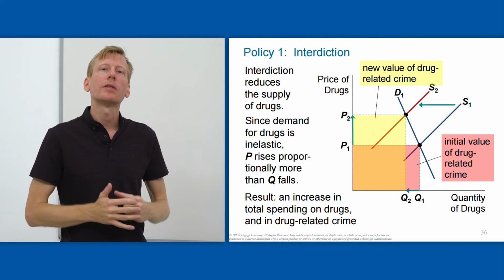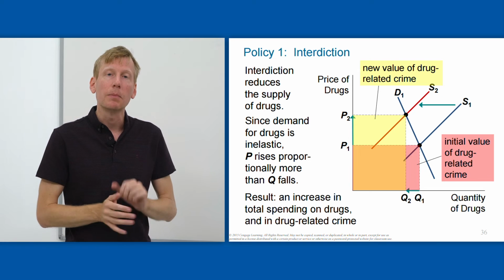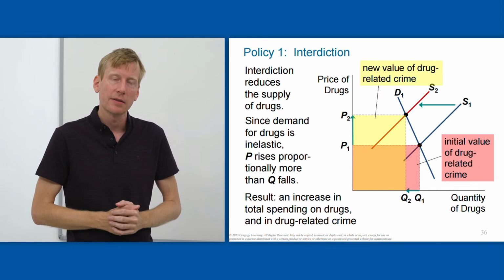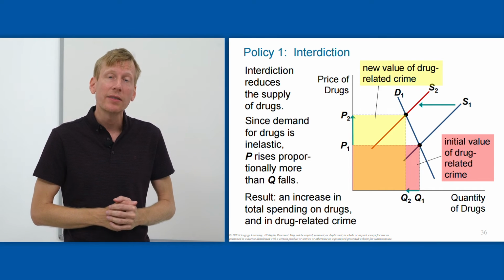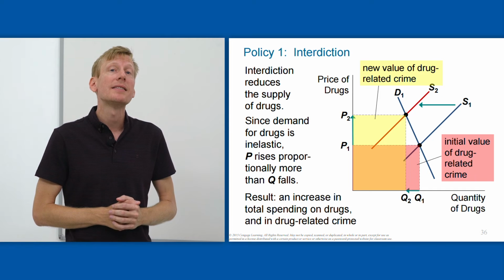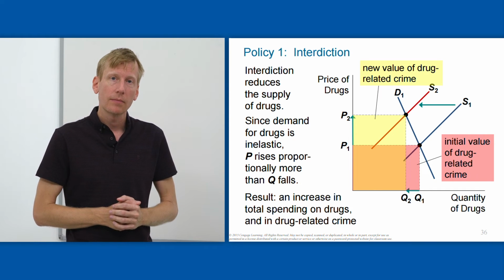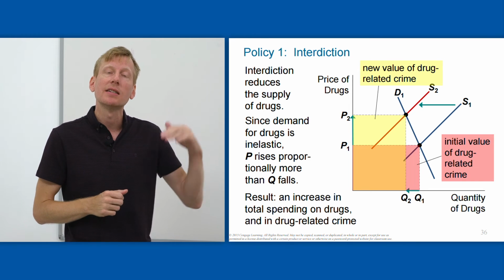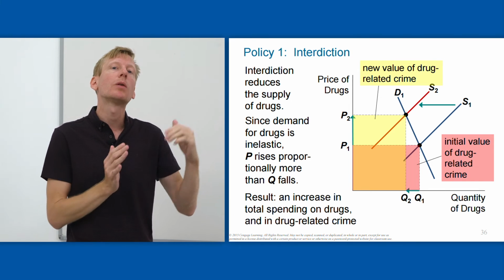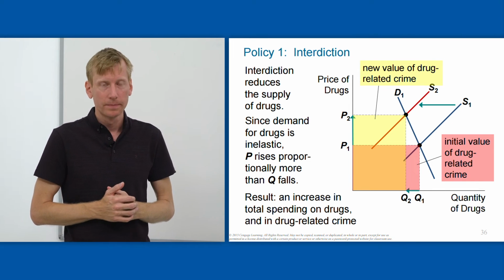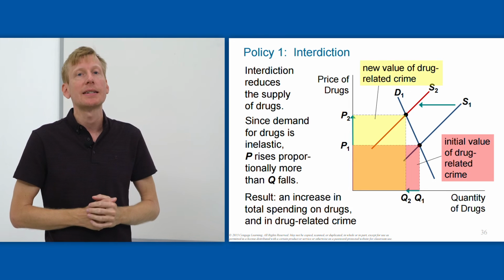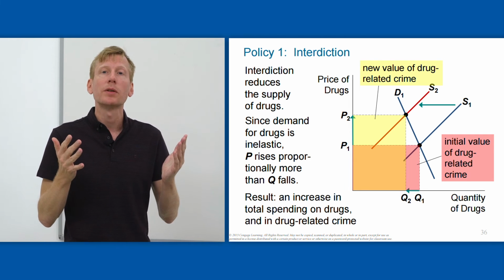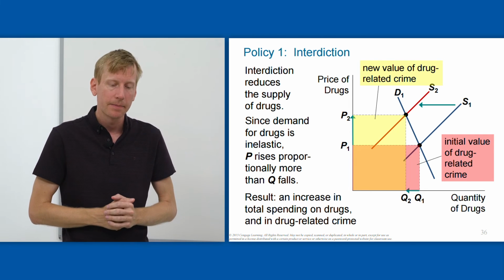However, as a result of our drug interdiction policy, by arresting so many drug dealers, we've caused the price of heroin to increase substantially. Because our demand curve is inelastic, the change in equilibrium price is large, but the change in equilibrium quantity is small. Any inelastic demand curve would give us the same result with any shift in supply.